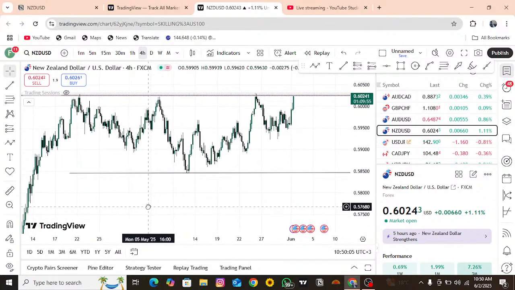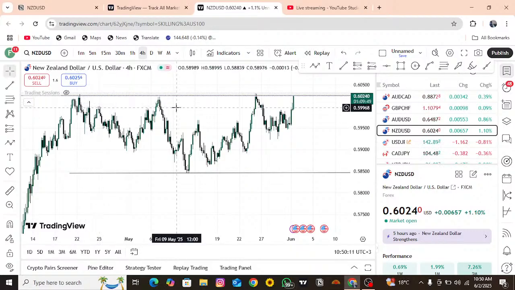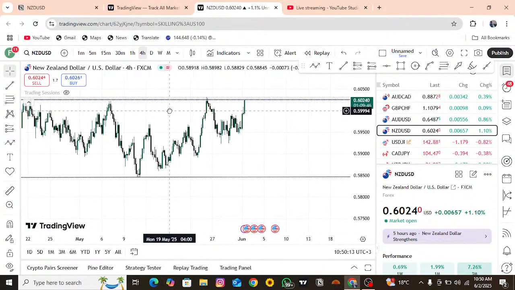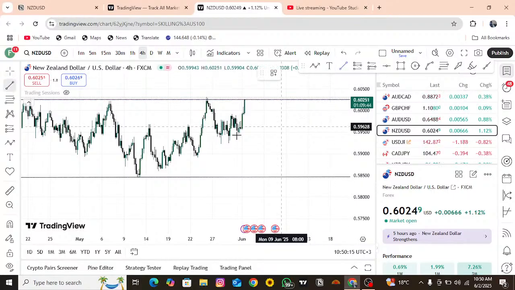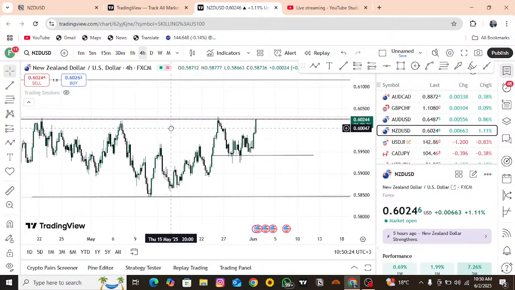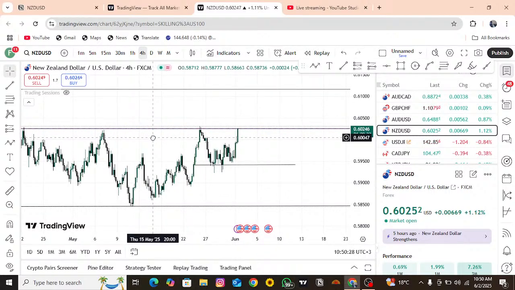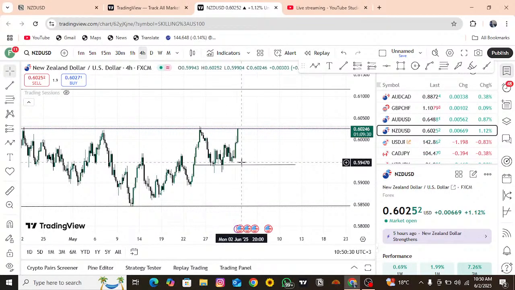So price has been in a channel since April 22nd, and in this channel, right now we are at a very great zone, a strong resistance zone. That's where we are currently. So we've been in a channel, and now we are at a zone.